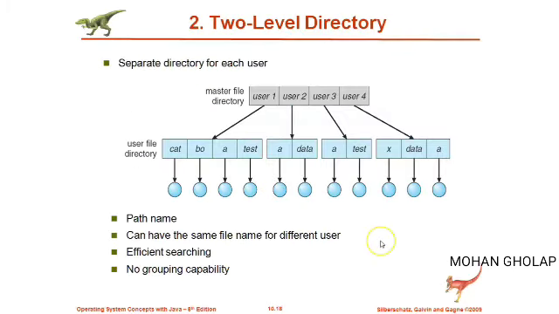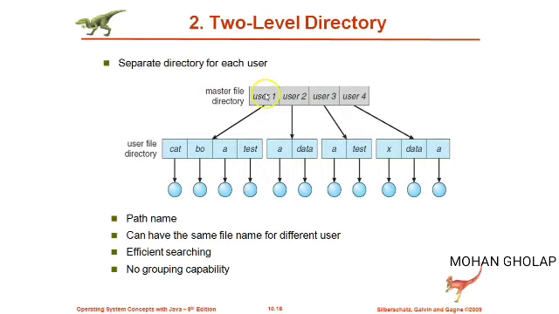The next one is the two level directory. As the name itself indicates, two level directory means two directories will be there, so a separate directory for each user. So the second limitation we saw in the single level directory is, I think, addressed here. Here there will be a separate directory for each user. This is shown pictorially here. This is the master file directory and this is the user file directory. In the master file directory we have a number of directories for different users, like here for user 1, user 2, user 3, user 4.